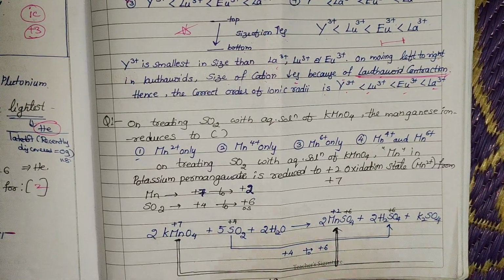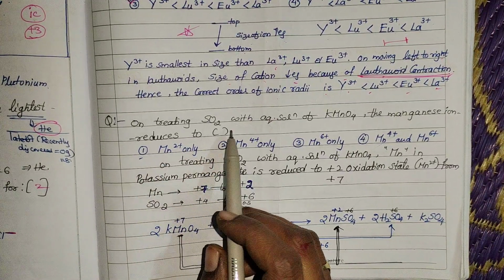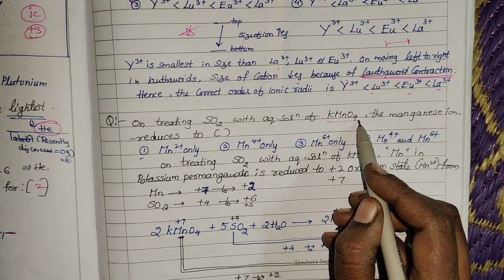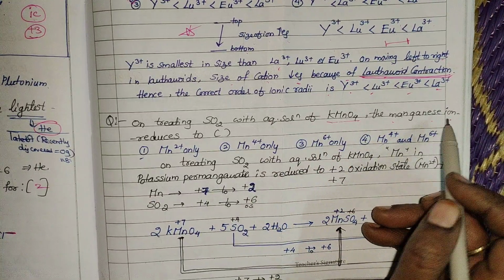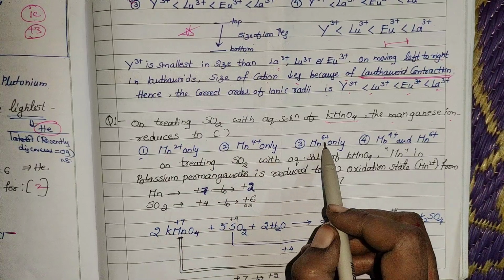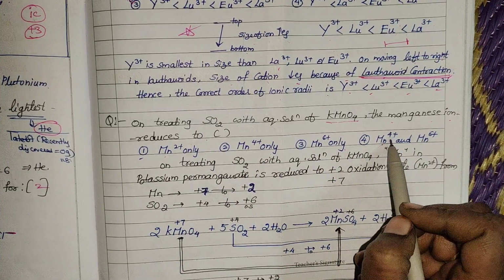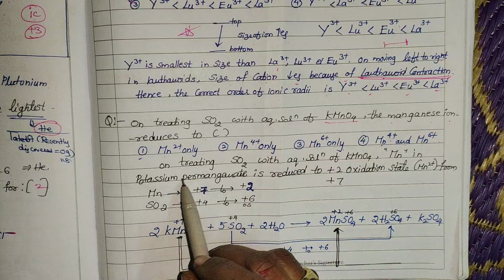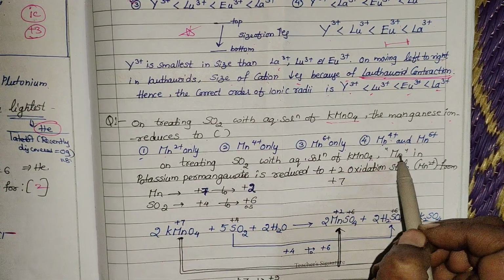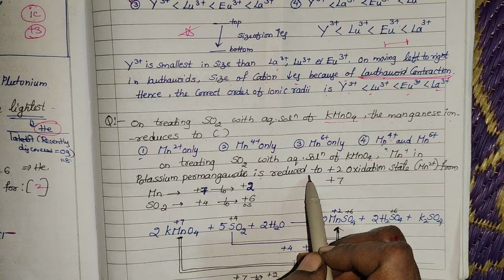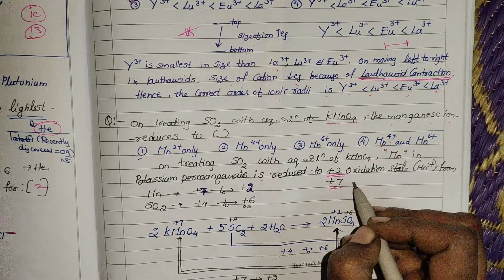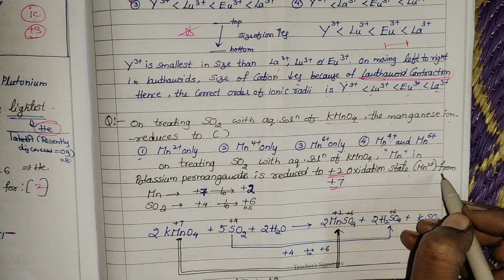And next question, on treating sulfur dioxide with the aqueous solution of potassium permanganate, the manganese ion reduces to Mn2 plus only, Mn4 plus only, Mn plus 6 only, Mn plus 4 and Mn plus 6. On treating sulfur dioxide with aqueous solution of potassium permanganate, manganese in potassium permanganate is reduced from plus 7 oxidation state to Mn2 plus form.